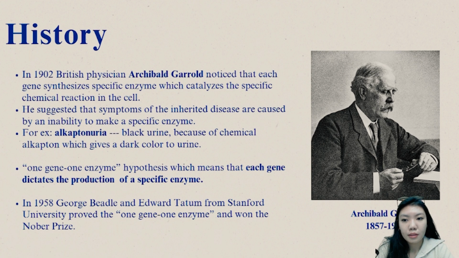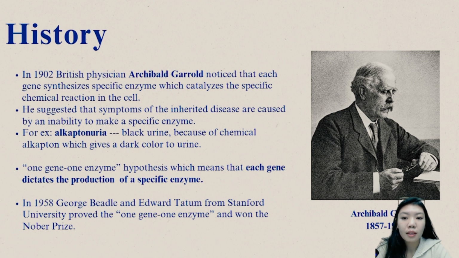It started in 1902 with the British physician Archibald Garrett, and he noticed that each gene synthesizes a specific enzyme, which catalyzes a specific chemical reaction in the cell. So, Archibald Garrett suggested that symptoms of inherited disease are caused by an inability to make a specific enzyme.